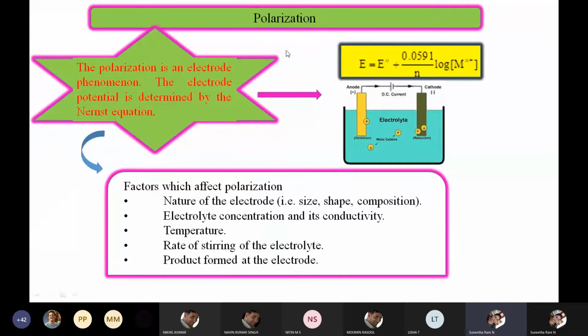The next is polarization. Polarization is based on the potential developed in a particular electrode. Obviously the cathode is an object, so there won't be any potential developed in the cathode. The potential developed in both electrodes, anode and cathode, during the coating process is measured using the Nernst equation: E equals E naught plus 0.0591 by n log of Mn plus.